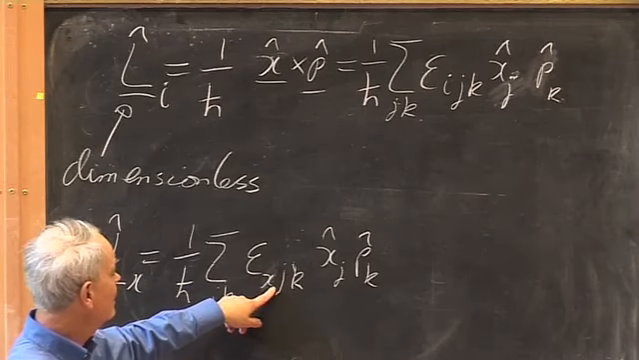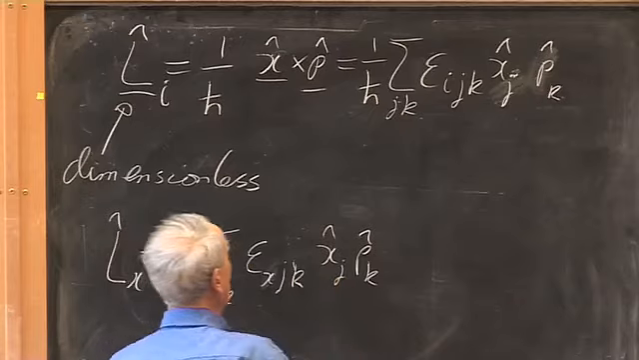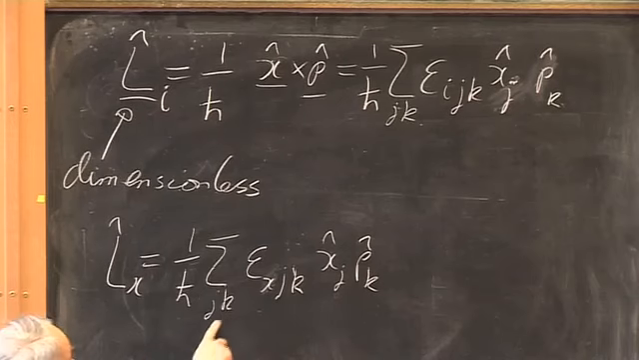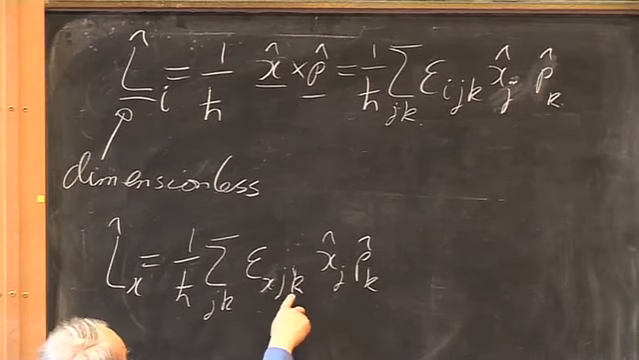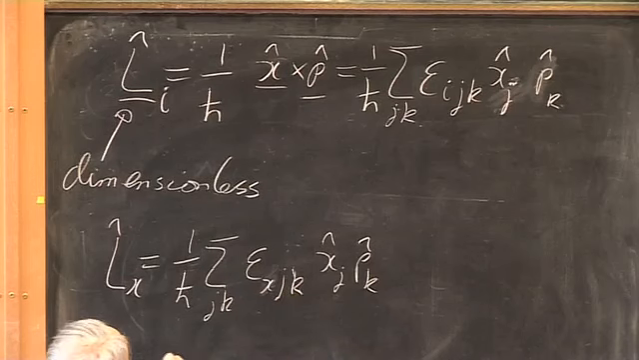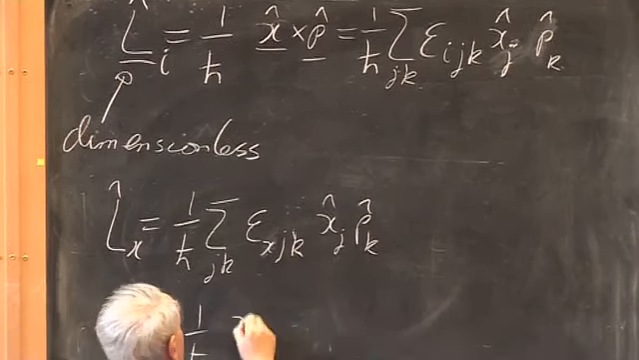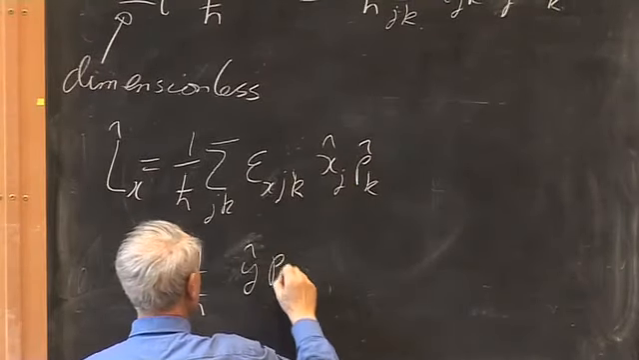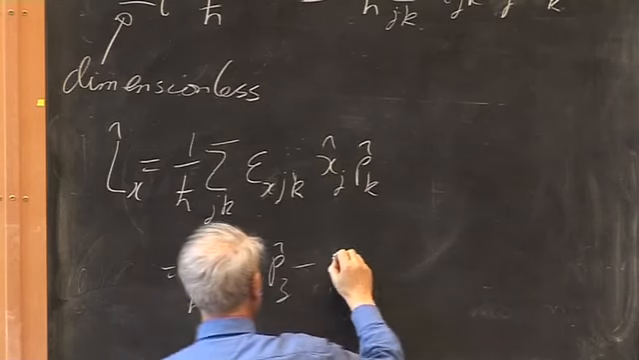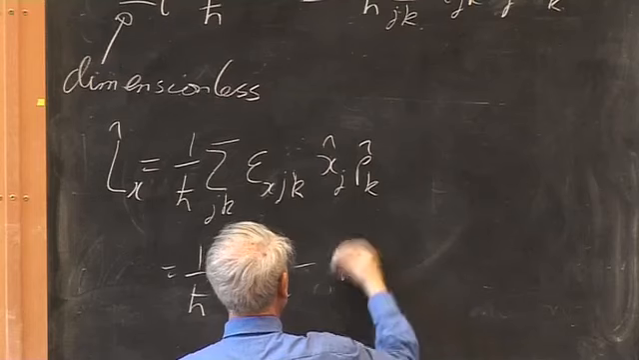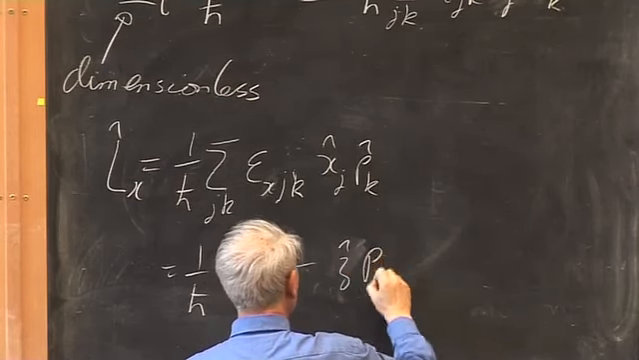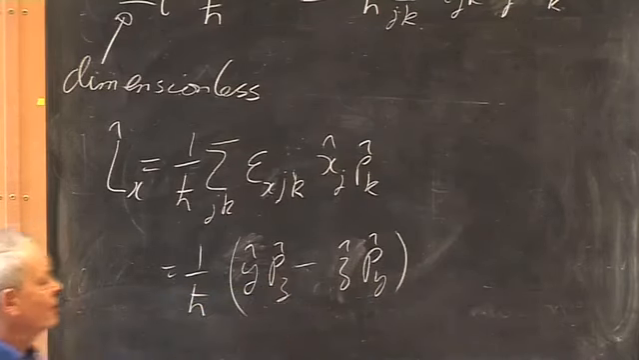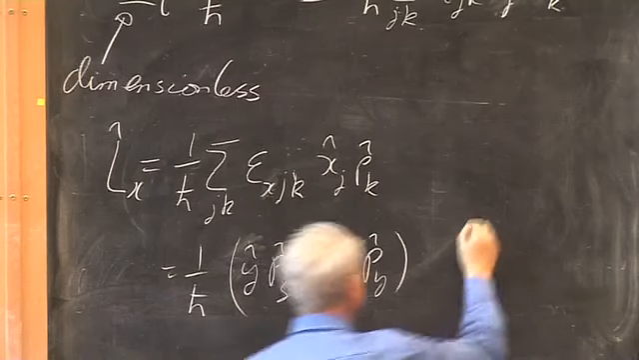So there are only two cases to consider, when it's y and when it's z. And when it's y, we don't need to consider the possibilities that k is either x or y, because this will vanish if k is either x or y. So this is 1 over h bar of (y hat p z minus z hat p y). So that's how it'll work out. And these two operators commute, and these two operators commute, so it doesn't matter about the order. So order is not important.